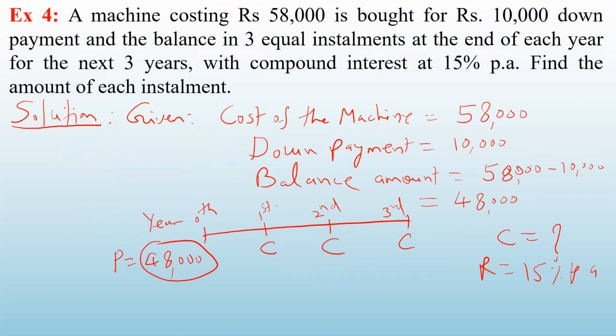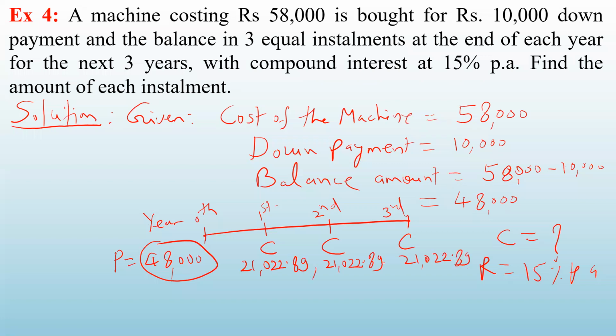Look at here. So if 48,000 is not paid today and paid in the installment, each time how much amount should be paid? 21,022.89. This will be the amount of each installment. So you cannot just simply divide 48,000 by 3. That will be wrong.